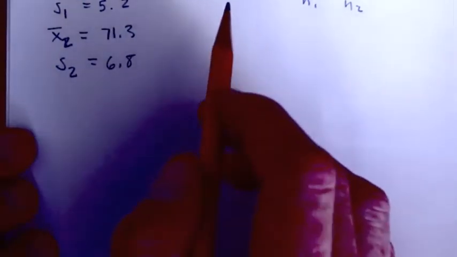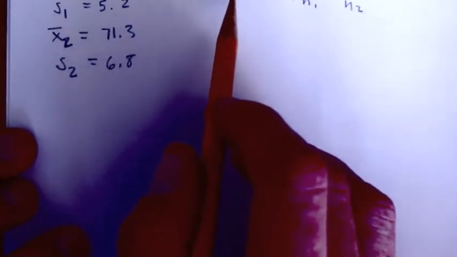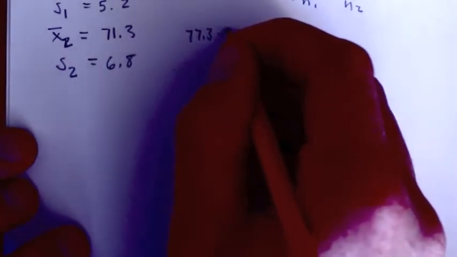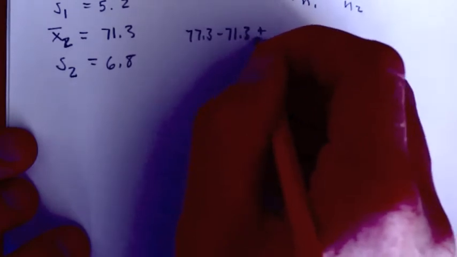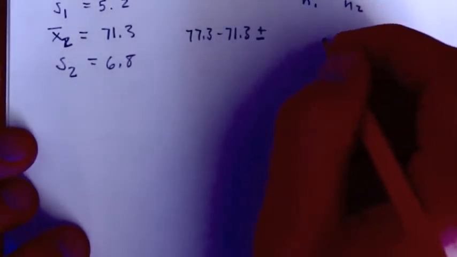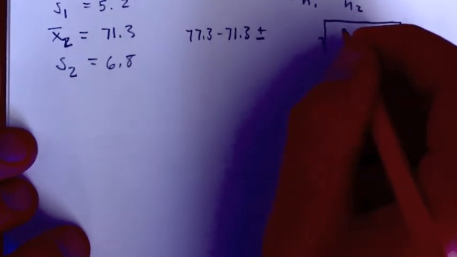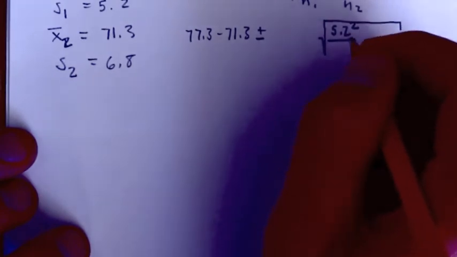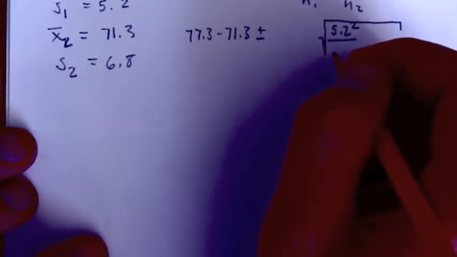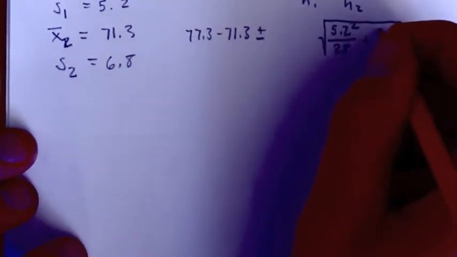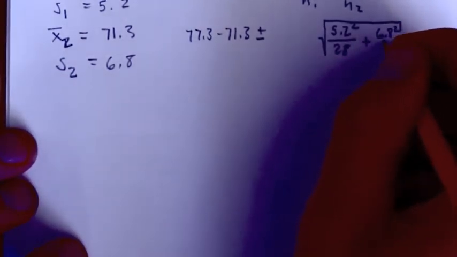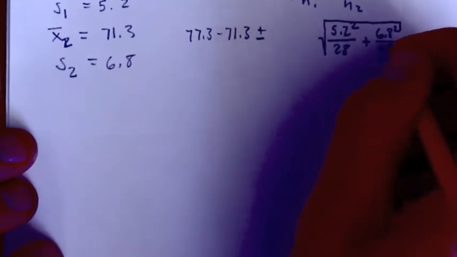All right, so first thing we can plug in the easy stuff, x1 bar and x2 bar: 77.3 minus 71.3 plus or minus, I'll come back to the t star in a second. Let's go ahead and plug in the other stuff. s1 squared is 5.2, and don't forget to square it, divided by the first sample size, which was 28. And then the second standard deviation was 6.8, and that sample size was 31.